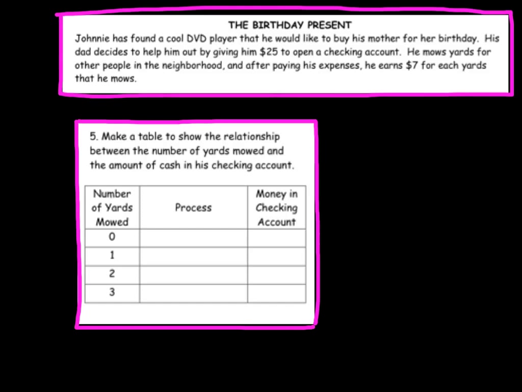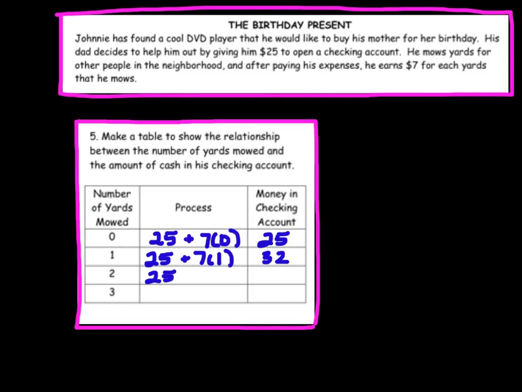So first of all, he's starting out no matter what with $25. So $25, that's what his dad gave him. Now he mows yards for $7 per yard. So to show a process here, we're going to start out with 25, but we're going to add 7 per yard that he mows. So if I mow 0 yards, that's $0. So 25 plus 0 would give me a total of $25 in his checking account. Now, for every yard that he mows on top of that, he's going to gain an additional $7. So we could say 25 plus 7 times 1, that would be 32.